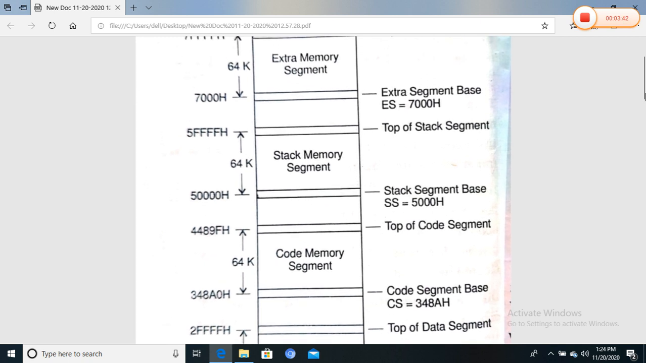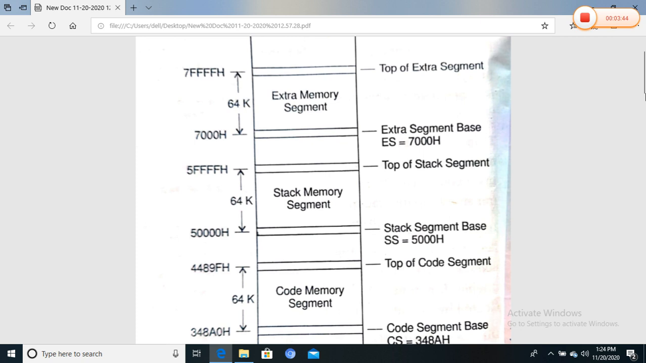Next memory segment is the extra segment. The starting address of the extra segment memory is 70000H, and it spans 70000H to 7FFFFH. The memory size is 64 KB. For the extra segment memory, the base address is 7000H, which is 16 bits. That value is stored in the extra segment register, ES equal to 7000H, which is 16 bits.